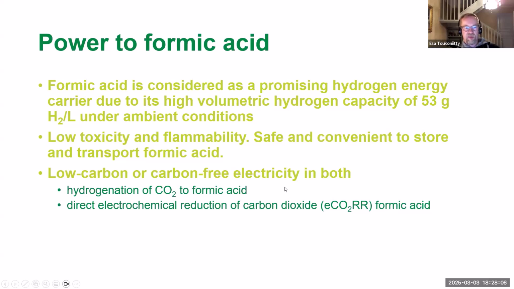And it can be made with low carbon or carbon-free electricity sources, at least with these two methods. So this hydrogenation of CO2, there is an article about this, so feel free to take a look at it. And also this other, what I slightly touched already, direct reduction of carbon dioxide. So under certain conditions, we end up with formic acid.